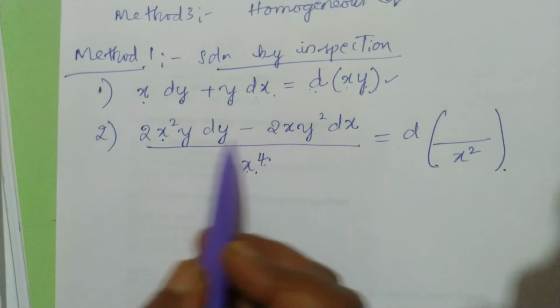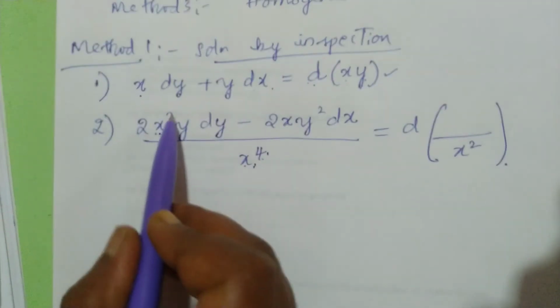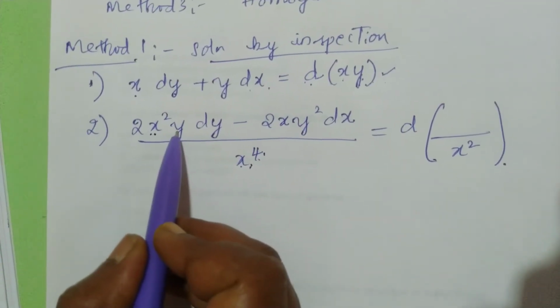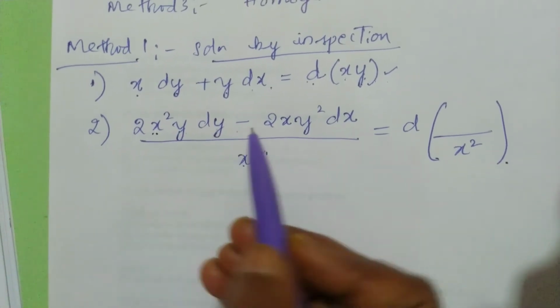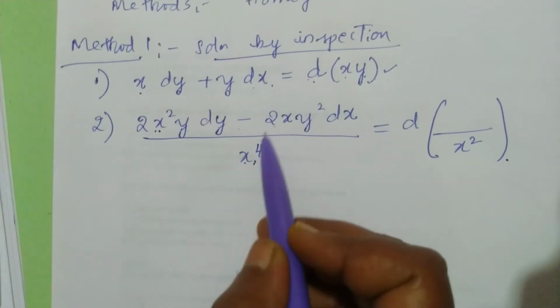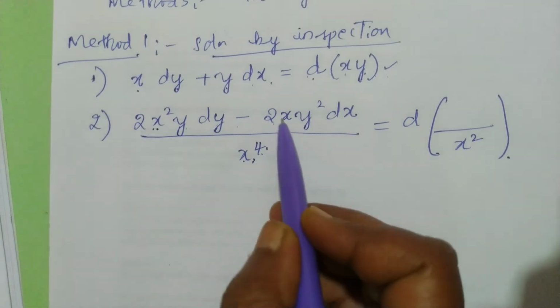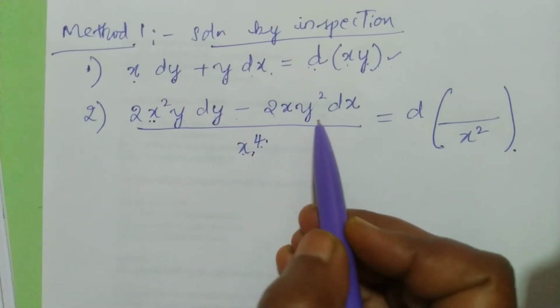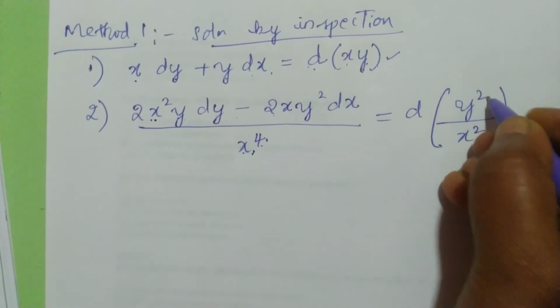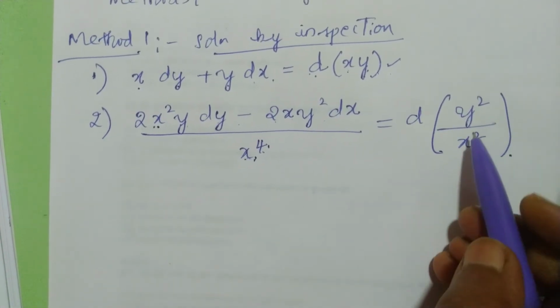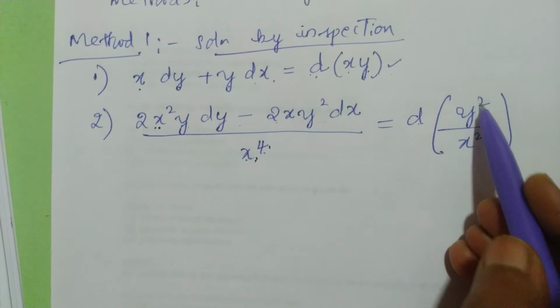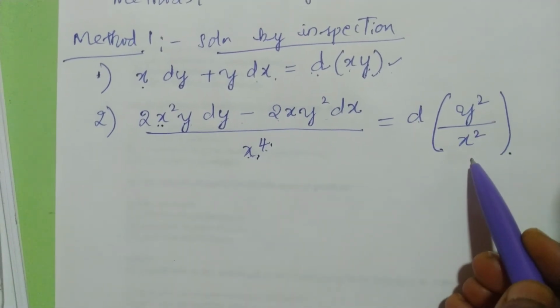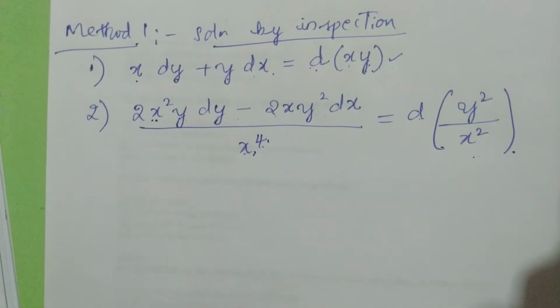When we look at the numerator, the first function x square is as it is. Differentiation of the second function y square is 2y into dy. Here the differential of the first function, that is the denominator function x square, is 2x, and the second function y square is as it is. So it should be y square here. So we are able to inspect that it is the differentiation of y square by x square by the quotient rule. So we are able to write this.